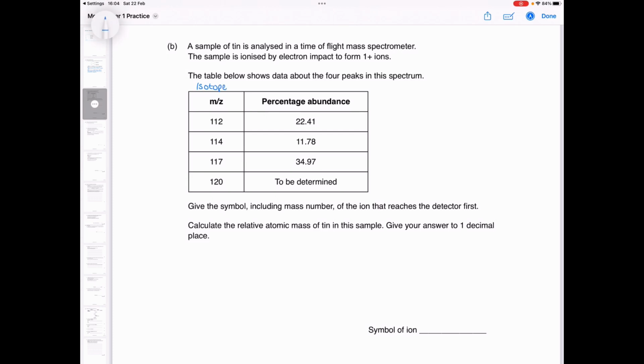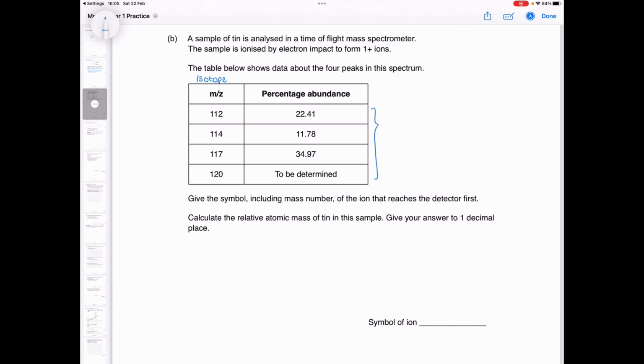We know that the spectrum is showing 4 peaks, so there are 4 isotopes. So the total of the abundances percentage-wise needs to add up to 100. So it's worth saying that 100 is equal to 22.41 plus 11.78 plus 34.97 plus X. And so X is therefore equal to 30.84%. Might be useful because it says to be determined.